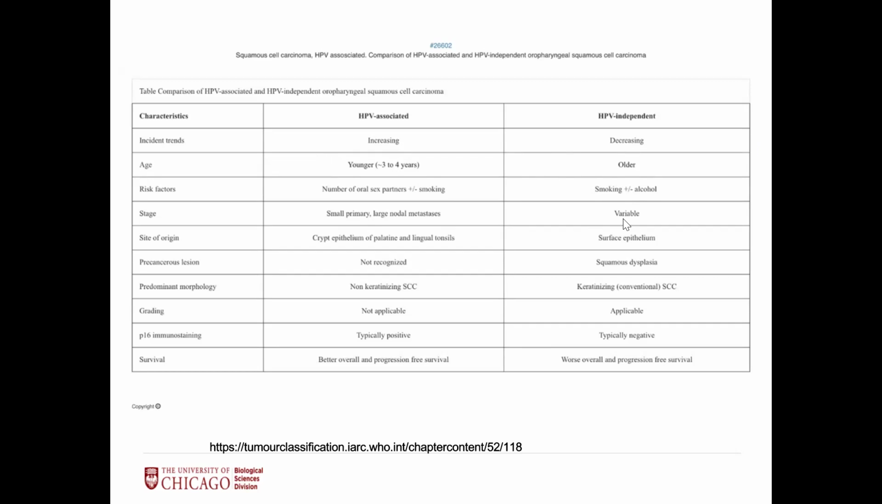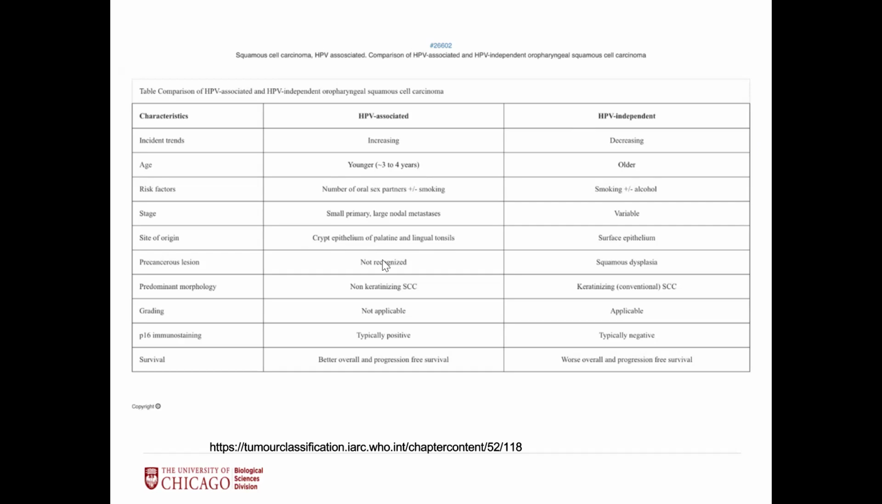And for the smoking and drinking, it's hard to know. Usually the patient comes in with an ulcer or a globus sensation, or I can't swallow or something like that. Usually the primary is larger than the met, but sometimes they present together. Site of origin: HPV likes to start in the crypts of the tonsils, while the smoking and drinking, keratinizing SCC, starts at the surface of the epithelium. Precancerous lesion, very interesting. We do know of dysplasia and carcinoma in situ for our keratinizing SCCs. There is no dysplasia and no carcinoma in situ for HPV.